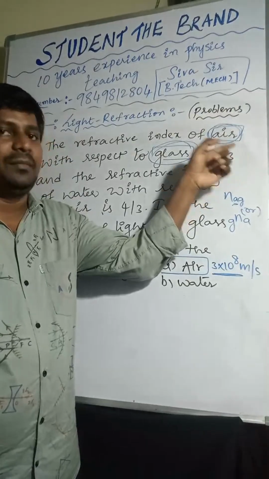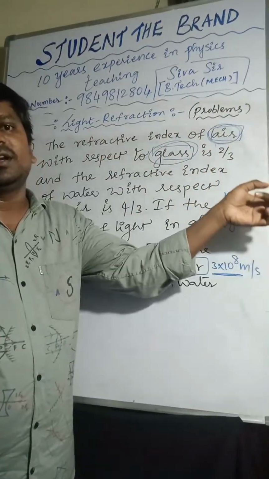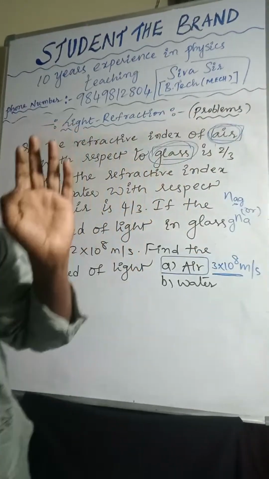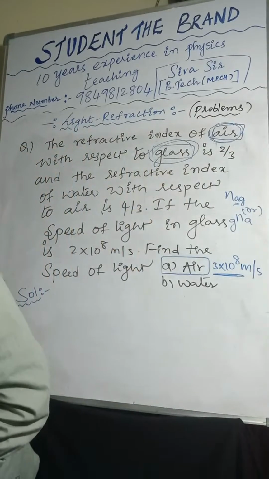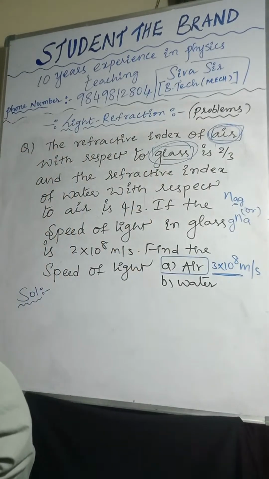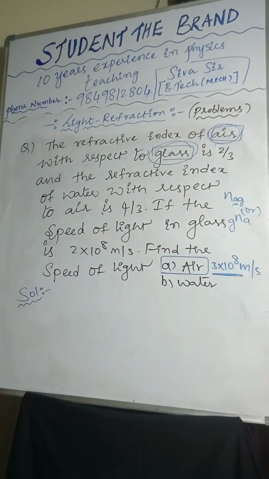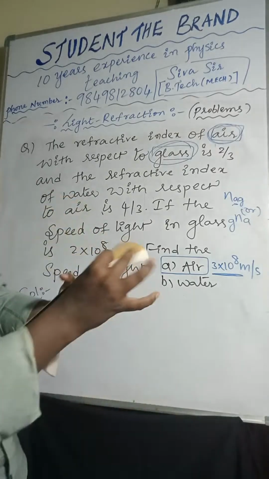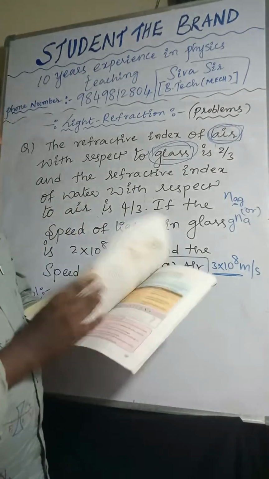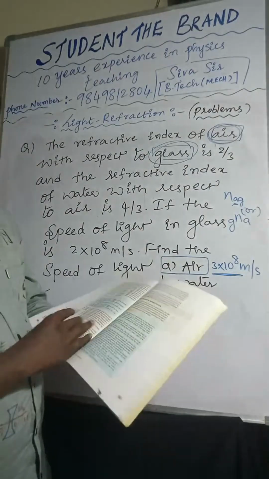Whatever medium is coming first, that medium you have to write first, and the second medium next. I'll show it in the textbook itself. The CBSE textbook also says this. You can see in the CBSE textbook. Okay, I'll show you. Wait.